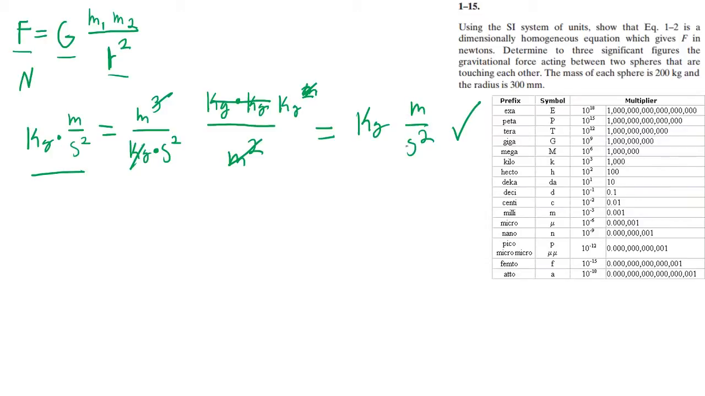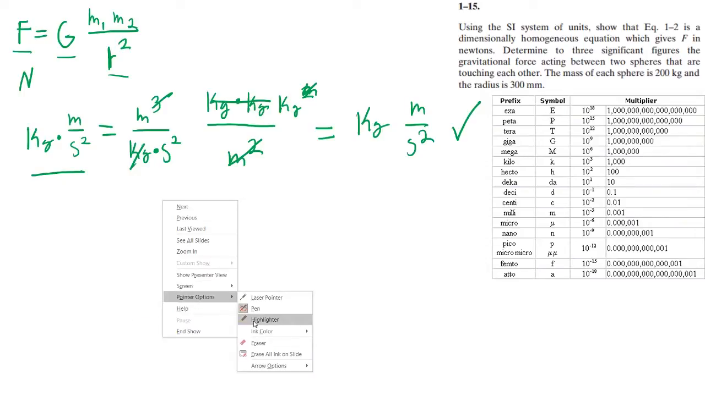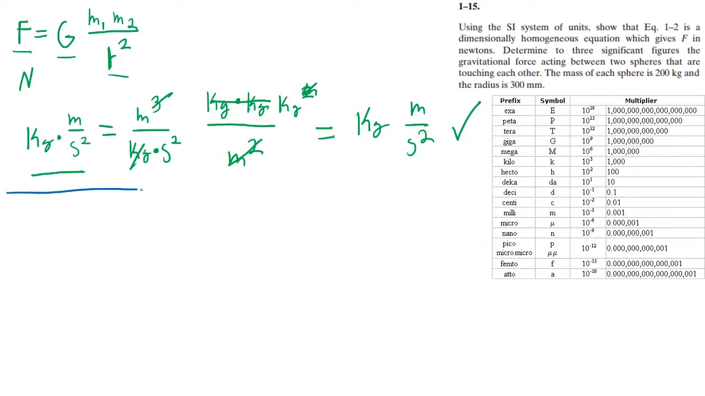Determine, to three significant figures, the gravitational force acting between two spheres that are touching each other, so there's no distance between them. The radius is given. The mass of each sphere is 200 kilograms and the radius is 300 millimeters. So that is awesome, we needed all that information pretty much. So let's jump right to it. Let's write down our givens.